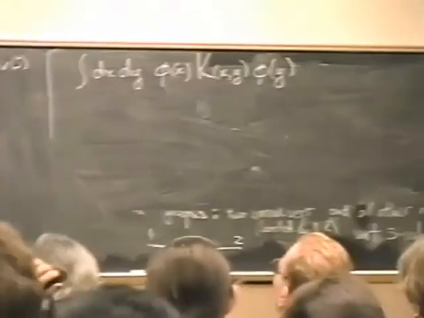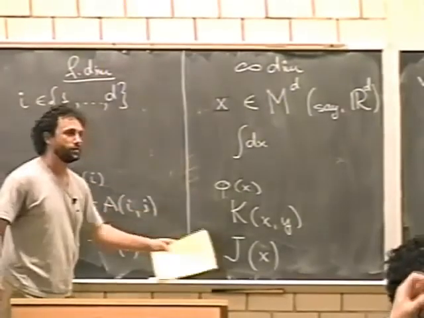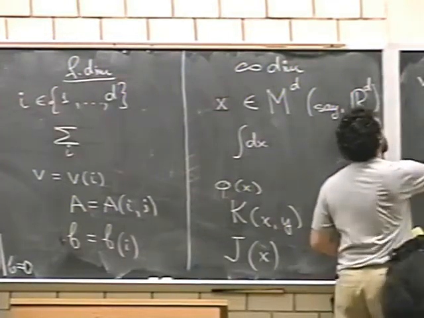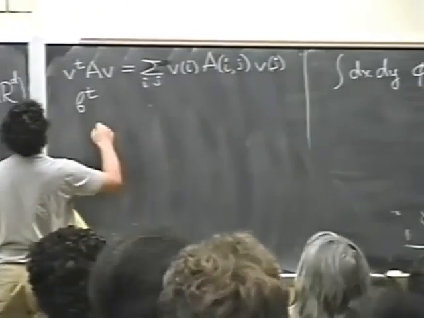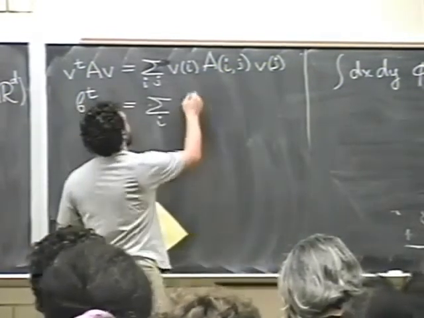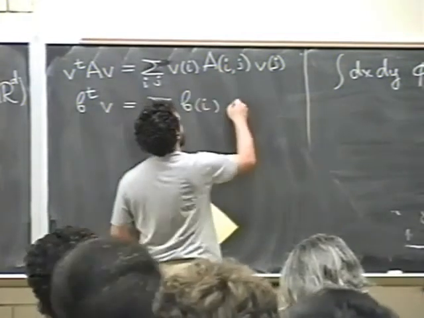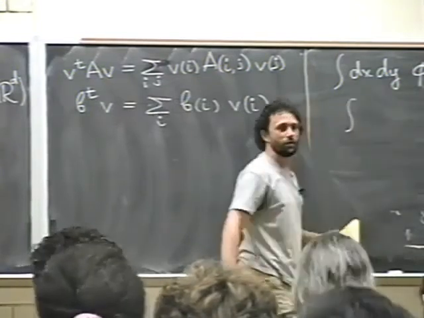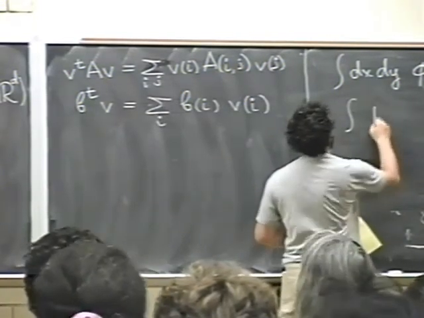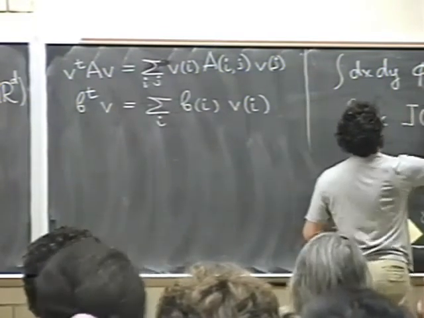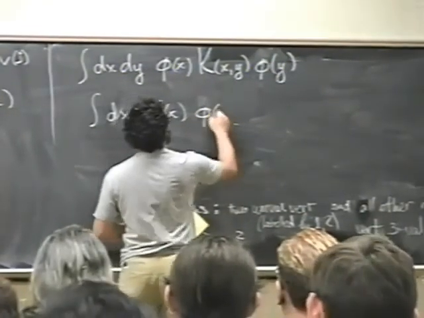Summation is everywhere exchanged for integration. Now B^T v is in fact the summation over i of B_i v_i. So here its analog will be the integral dx J(x) phi(x).